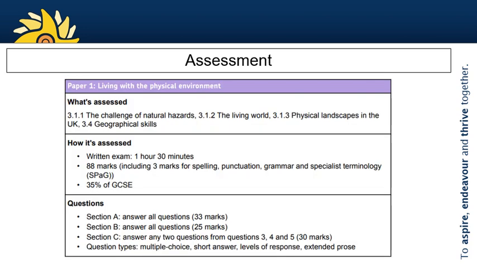In terms of assessment, there are 3 written exams at the end of year 11. The first paper focuses on the physical geography side of things. So it says there at the top what's assessed: the challenge of natural hazards, living world, physical landscapes in the UK, and also includes geographical skills. It's worth 35% of the GCSE, and the exam is an hour and a half.